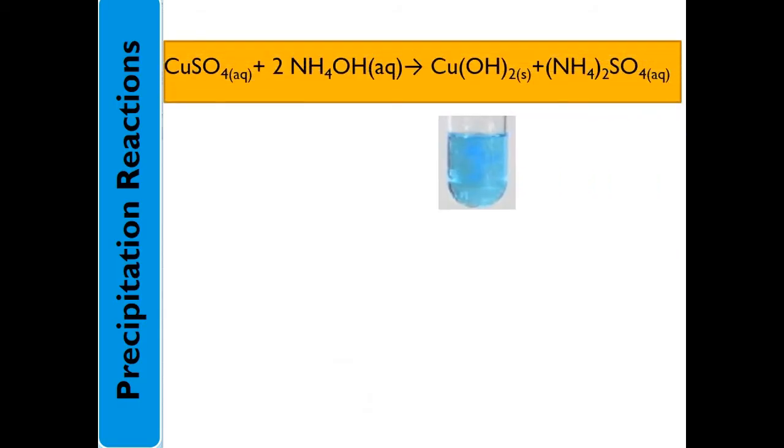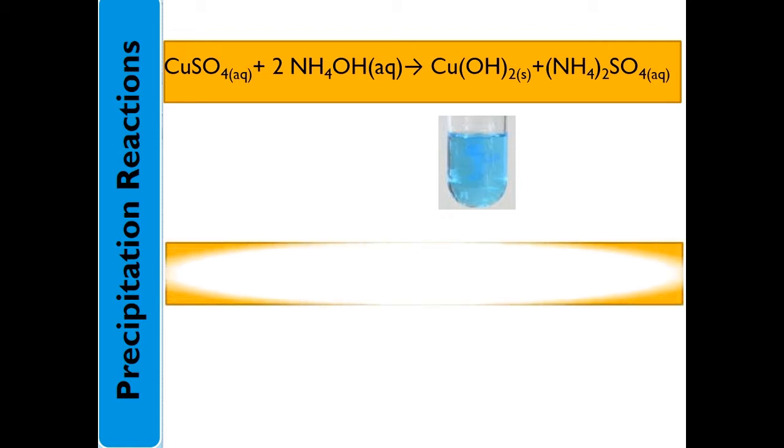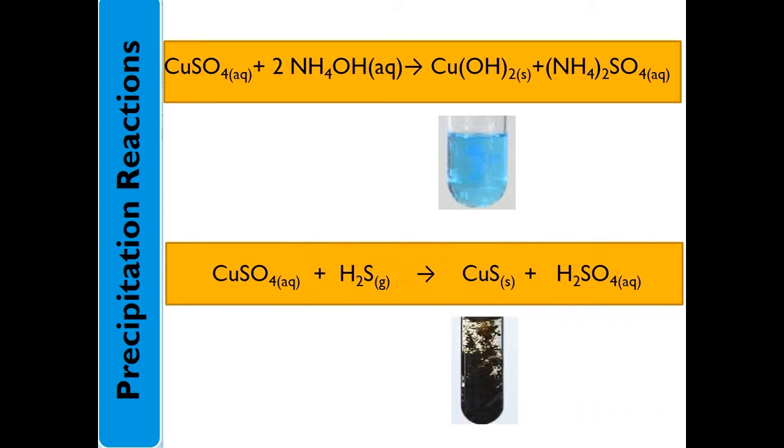Few more examples of precipitation reactions. Reaction of copper sulfate with ammonium hydroxide results into formation of blue precipitate of copper hydroxide along with the formation of ammonium sulfate. Similarly, reaction of copper sulfate with hydrogen sulfide gas produces black precipitate of copper sulfide along with sulfuric acid.